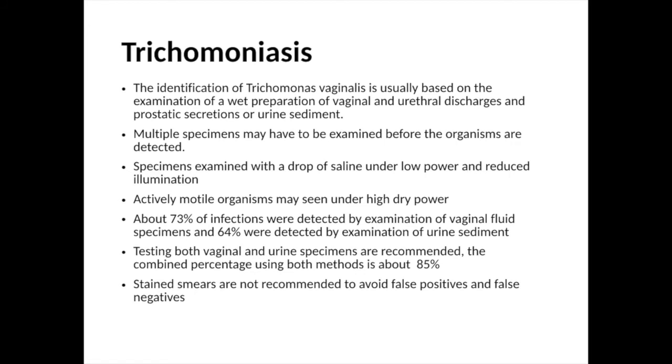To identify Trichomonas vaginalis trophozoites, the vaginal and urethral discharges, as well as prostatic secretions and urine sediments, should be examined. The technologist should prepare multiple specimens before the samples are declared negative. These samples should be processed and examined under the microscope with a drop of saline. In positive samples, Trichomonas vaginalis trophozoites should be seen under the microscope, especially under high dry power. Stained smears are not recommended, to avoid any false positives or false negatives.